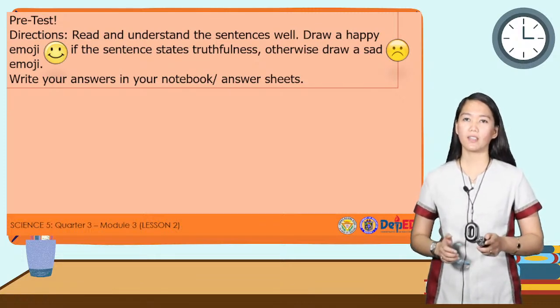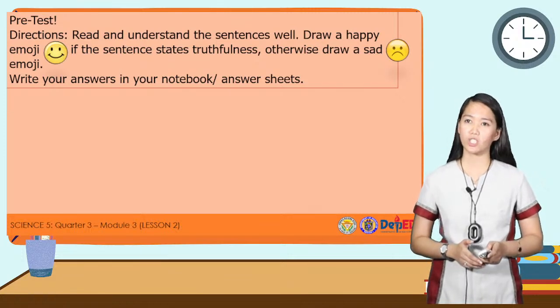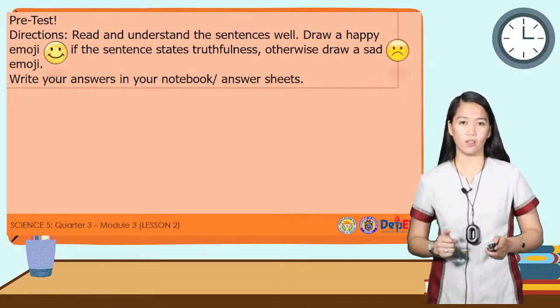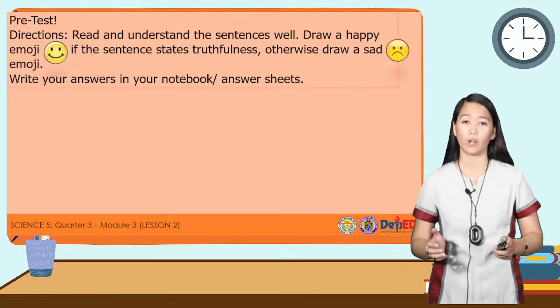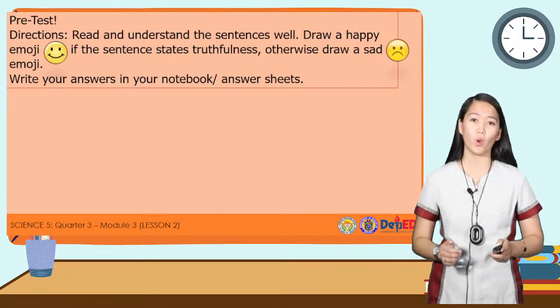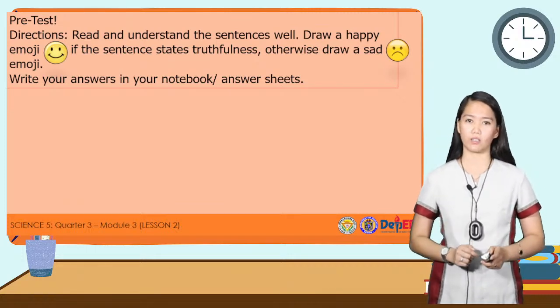Directions: read and understand the sentences well. Draw a happy emoji if the sentence states truthfulness. Otherwise, draw a sad face or emoji. Please write your answers in your notebook or answer sheets. So you are given 5 seconds to answer each number.